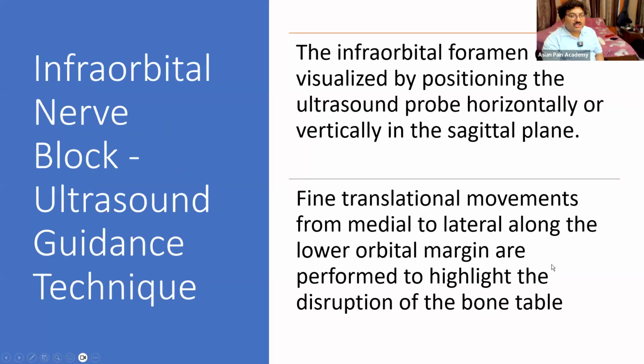Sometimes we can see, but not in all cases. Next comes the branch block. This block is definitely advantageous under ultrasound if you compare with the fluoroscopy. That is the infraorbital nerve block.